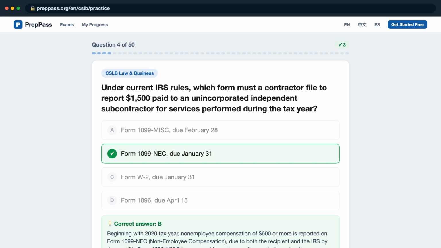Beginning with the 2020 tax year, non-employee compensation of $600 or more is reported on Form 1099 NEC, non-employee compensation, due to both the recipient and the IRS by January 31. Form 1099 MISC is now used for rents, royalties, and other miscellaneous payments.